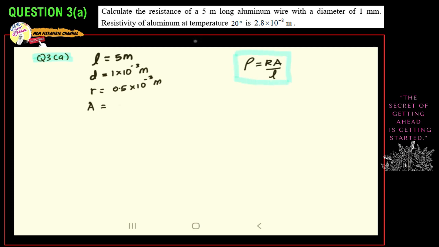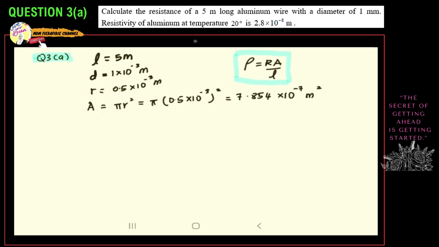The cross-sectional area is pi r squared. So substitute the value. Don't put in the diameter, put in the radius. Don't forget the squared. Many people miss this when calculating area. Pi r, okay, wrong, pi r squared. So the area is equal to 7.854 exponent negative 7 meter squared.